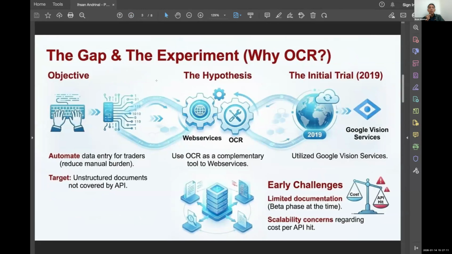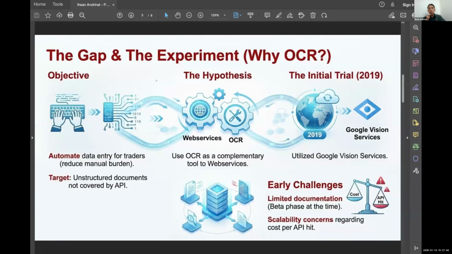To close this gap, specifically for documents like invoices that are not yet fully standardized, we explore OCR. Our initial hypothesis was to use OCR as a complementary tool to our web services. The goal was to automate data entry for traders, reducing their manual burden for documents that couldn't be exchanged via API. Back in 2019, we launched a research project to extract text from invoices.